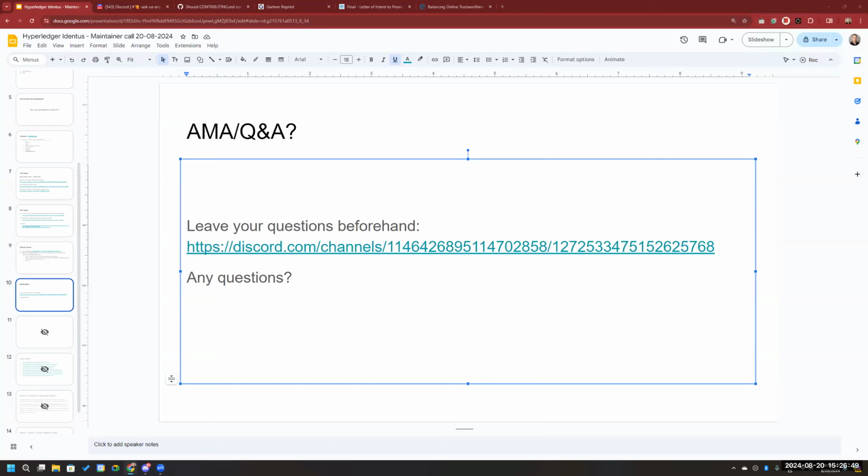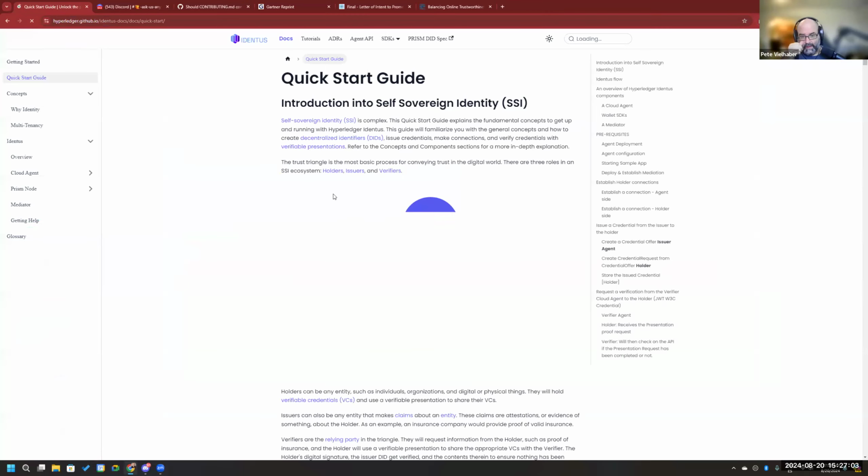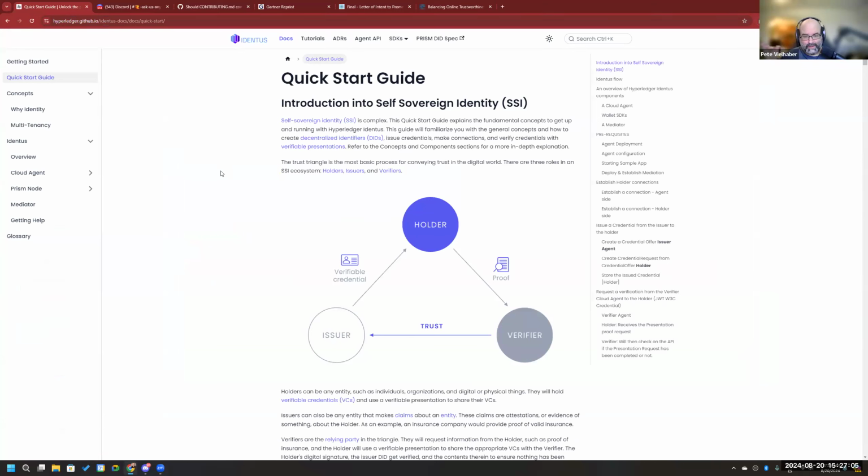Yeah. So, couple things. On the documentation site, I know there has been quite a few people that were saying that they couldn't get the quick start guide to work. It works now. So the quick start guide has been updated.